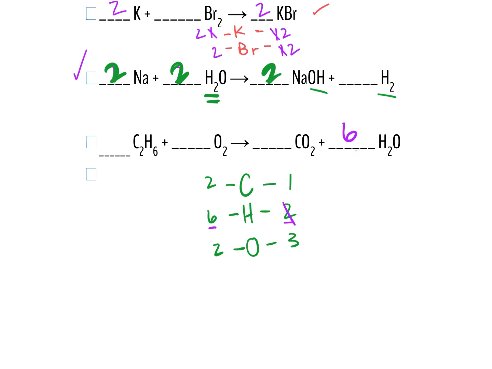So this would be 12. My oxygens would be 2 plus 6, which is 8. Okay, so it seems like I made it worse before I made it better, but that's okay. All right, so now I'm just going to kind of keep working on seeing what else I need to balance. 2.